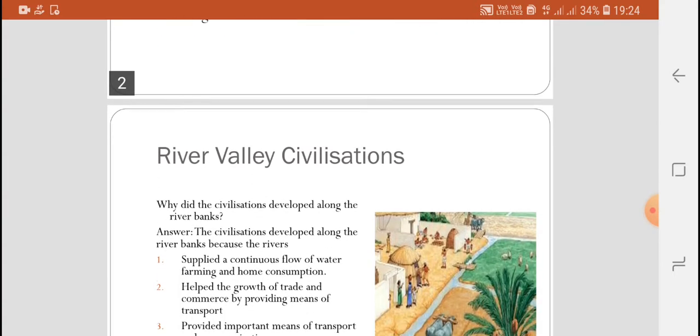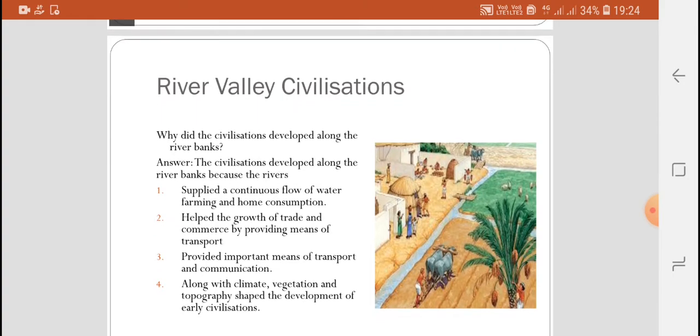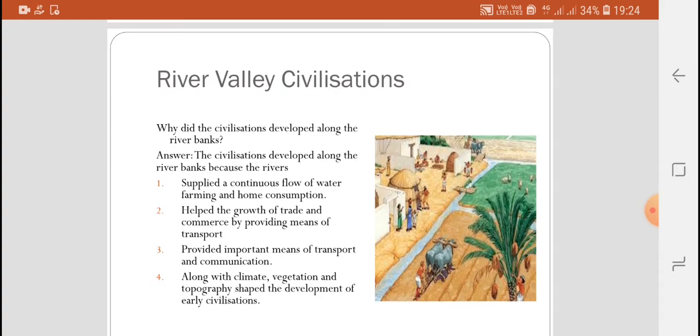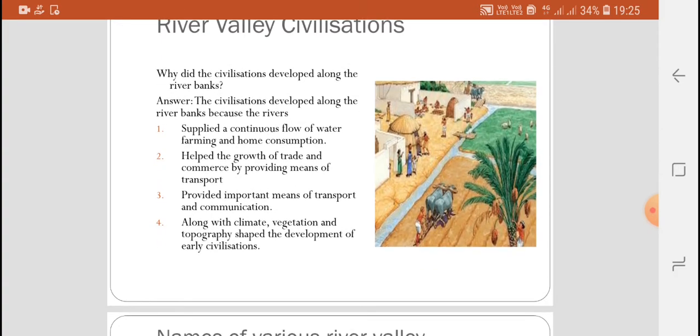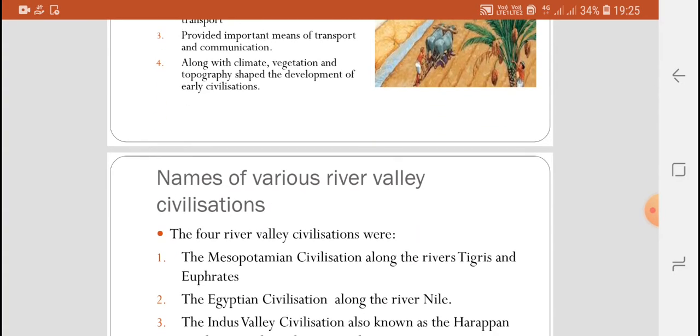Now, the various river valley civilizations, why did they develop along the river banks? Because the rivers supplied a continuous flow of water and it was used for farming and home consumption. It also led to the growth of trade and commerce by providing means of transport and communication. Along with climate, vegetation and topography shaped the development of early civilizations. So you can see in the picture itself that farming is being done along the river banks.